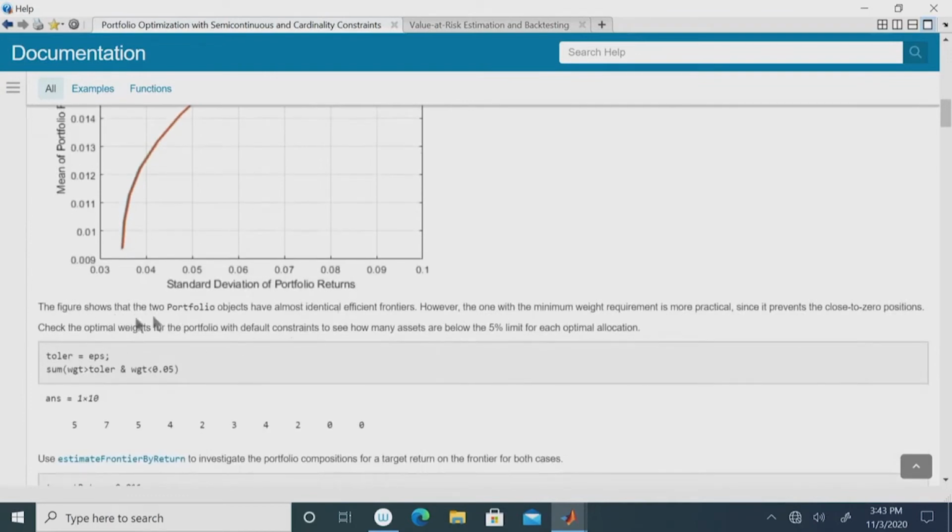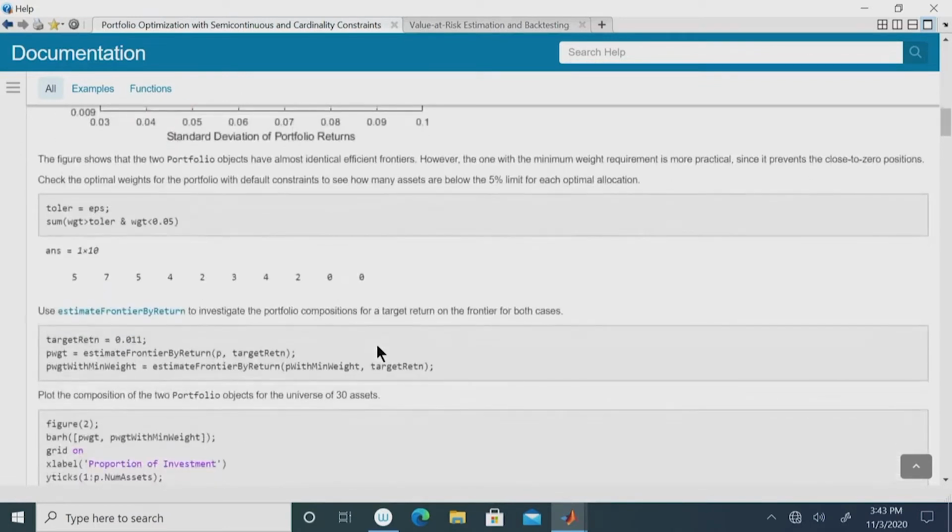Now, with this you can also test those optimal weights of the portfolio with default constraints, and you can then ascertain how many assets are actually below the 5% limit for each optimal allocation. So, for each of these optimal allocations, this is going to indicate the number of assets that actually fall below the 5% limit.